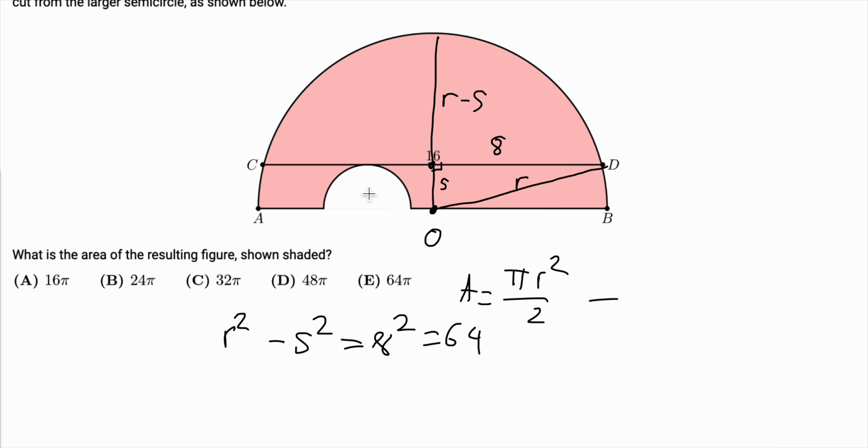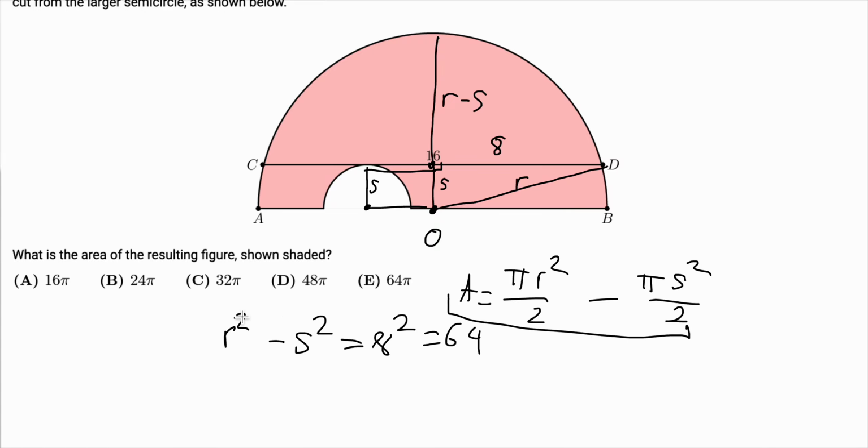And what we realize is that this s is actually the radius of this smaller semicircle, because you could form a rectangle here, and so this s is the same as this s. So this is actually the radius of the smaller semicircle. So we get pi r squared over 2 minus pi s squared over 2. And we're dividing by 2 because these are semicircles.